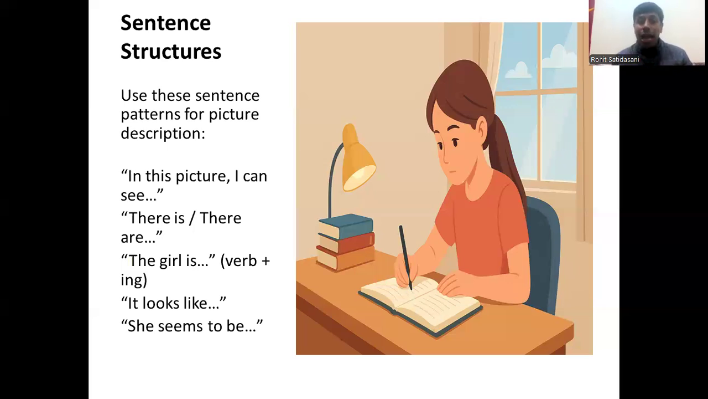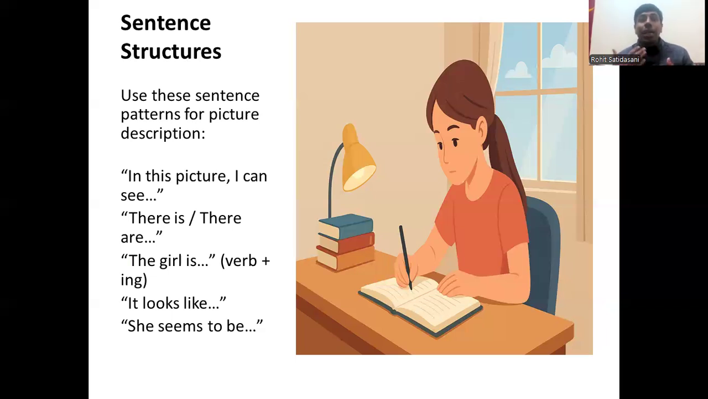In this picture, I can see a girl writing. In this picture, I can see a lamp. I can see a couple of books. I can see a chair. The chair is blue in color. I can see a window, all right? Yeah, I can see some clouds outside the house. All right, so in this picture, I can see is all that you are able to see or notice in the picture. You can make as many sentences as you want.